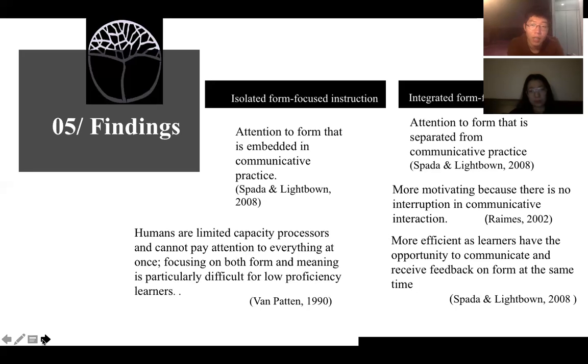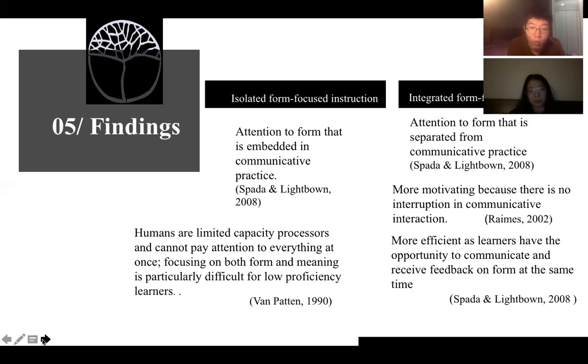Thus, isolated FFI is not the same as traditional structure-based approaches to language instruction, in which the focus was on language only. Instead, isolated FFI refers to instruction in which attention to form is delivered separately from communicative practice, but both are included. Integrated FFI refers to instruction in which attention to form and language occur simultaneously.